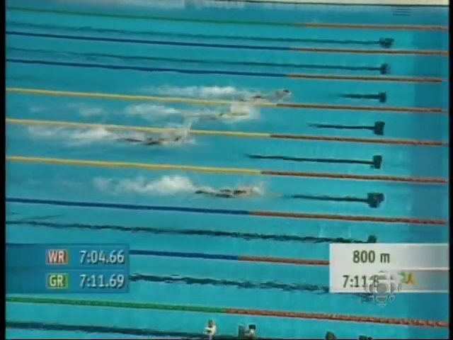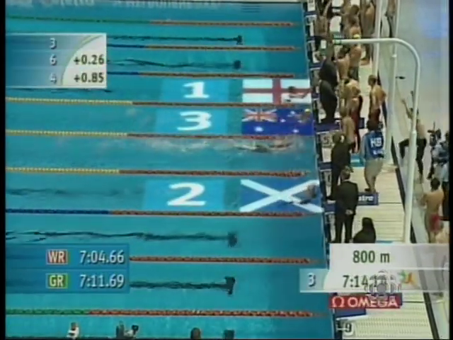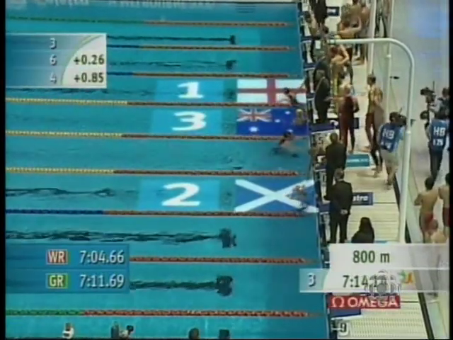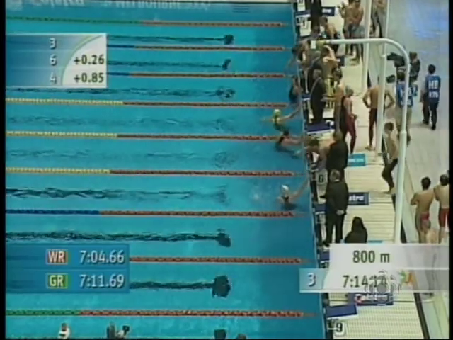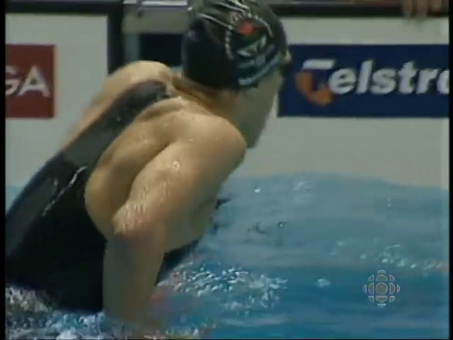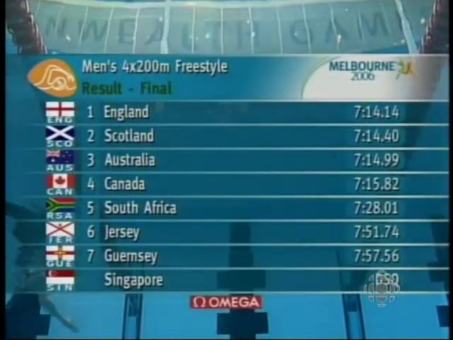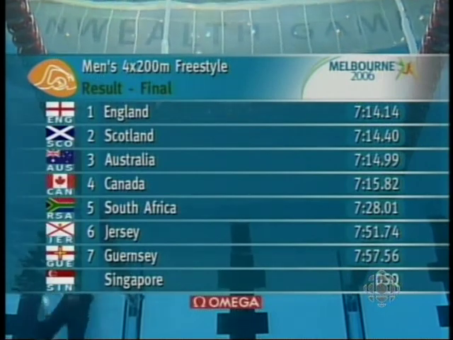It's England going in, and England will take the gold medal. England first, Scotland second, and Australia take third. What a race, and once again the fighting spirit of the English team and Ross Davenport. Canada's as high as second midway through the race, but fades to fourth.